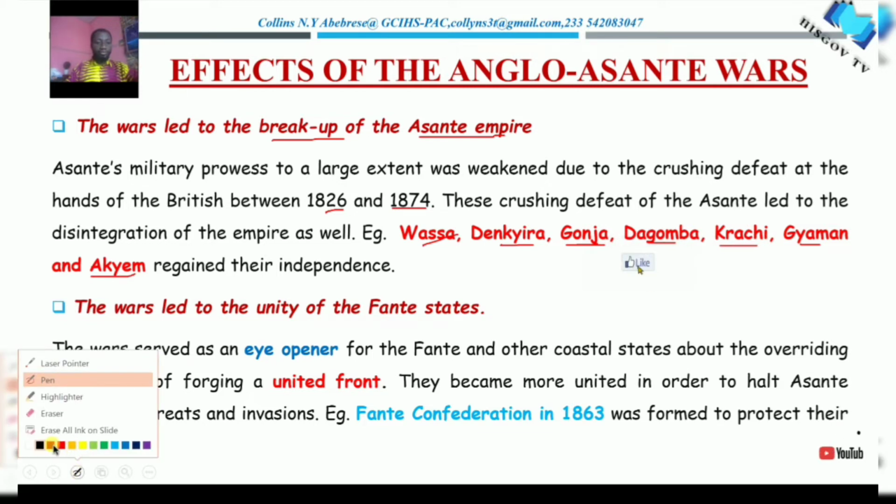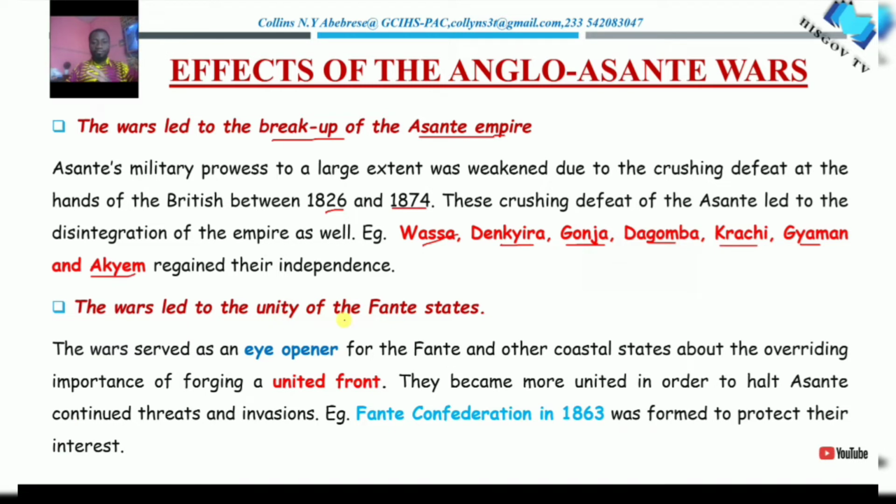We're also saying that the war led to the unity of the Fante states. The war brought about the unity of the Fante states. You know, the Fante states have never been united like the Ashanti did with the help of Okomfo Anokye. The Fante states have even today remained autonomous, and Mankessim is independent of the Egyafo state. You understand? Mankessim is a different thing altogether.